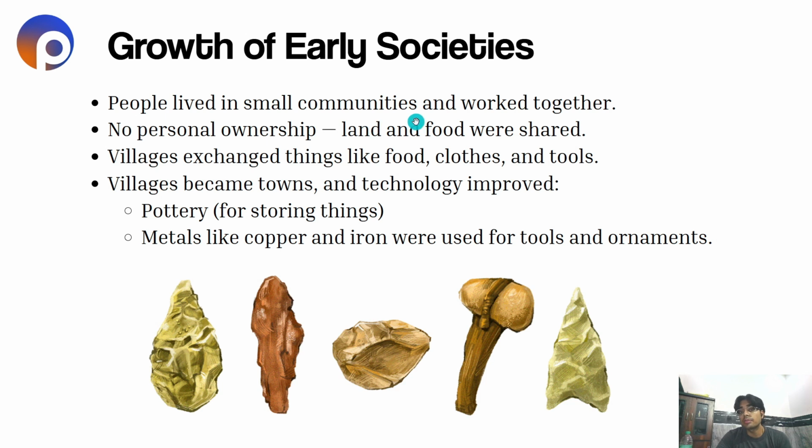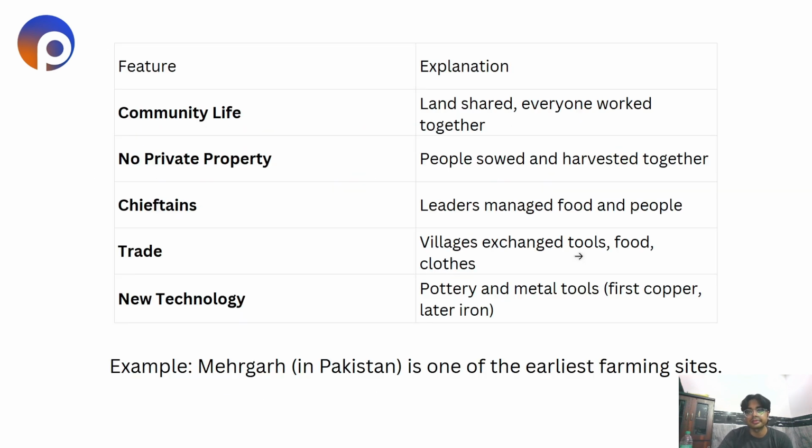People lived in small communities, and they worked together. There was no personal ownership, because everything was shared among them, whether it was land or food. Villages exchanged things like food, clothes, and tools. So the barter system was used at that time. Villages became towns and technology improved. Pottery was used for storing things. Metals like copper and iron were used for tools and ornaments.